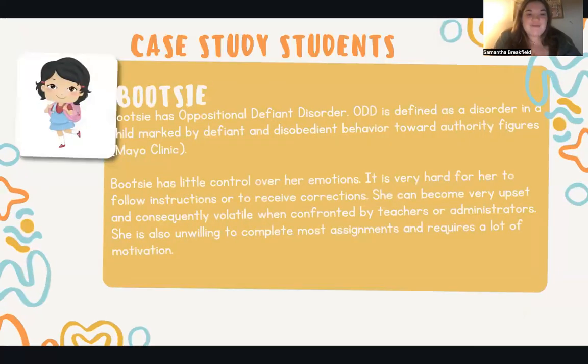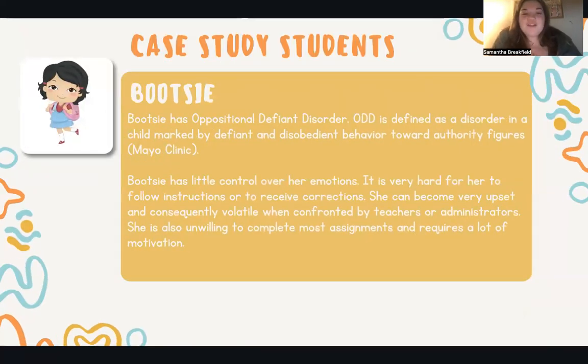So then next we have Bootsy, and Bootsy has oppositional defiant disorder. I know the name's funny, but I just thought it was cute. My friend's name is Bootsy, and I just thought it was cute. ODD is defined as a disorder in a child marked by defiant and disobedient behavior towards authority figures. Now, I did a presentation on this for my case study, and I will remind everybody that oppositional defiant kids are not bad kids. They don't mean to do this. Their brains are like this, and they are not doing it on purpose or because they hate you. They are doing it because their brain tells them they have to.